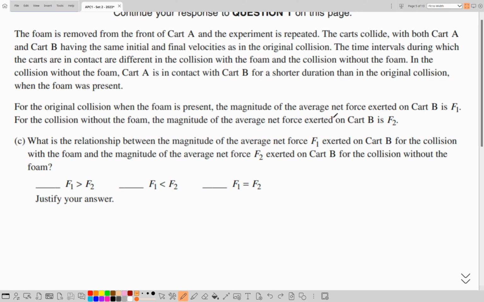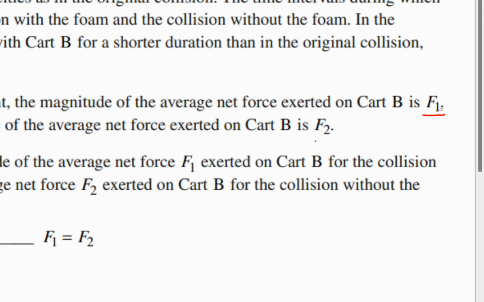What's happening in this case is that the time for which cart A and cart B are in contact is much smaller. For the original collision, when the foam is present, the magnitude of the average net force exerted on cart B is F1. For the collision without the foam, the magnitude of the average net force exerted on cart B is F2. Part C, what is the relationship between the magnitude of the average net force F1 exerted on cart B for the collision with the foam and the magnitude of the average net force F2 exerted on cart B for the collision without the foam? So we're asked to compare F1, with the foam, and F2, without the foam.